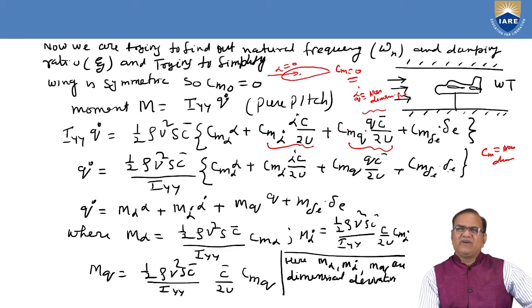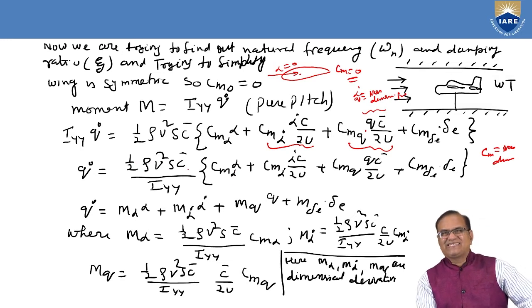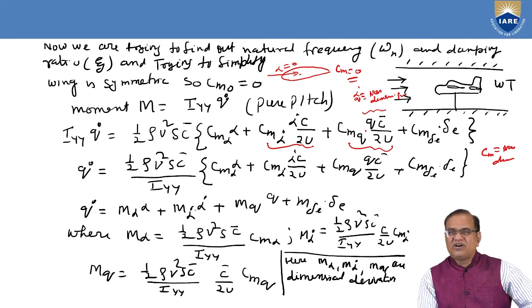So now we will make further simplification. We will write half rho V squared S c bar by Iyy times Cm alpha as m alpha, and half rho V squared S c bar by Iyy into Cm alpha dot we will write as m alpha dot. Like this, for this term we will write m q, and for this term m delta E into delta E.